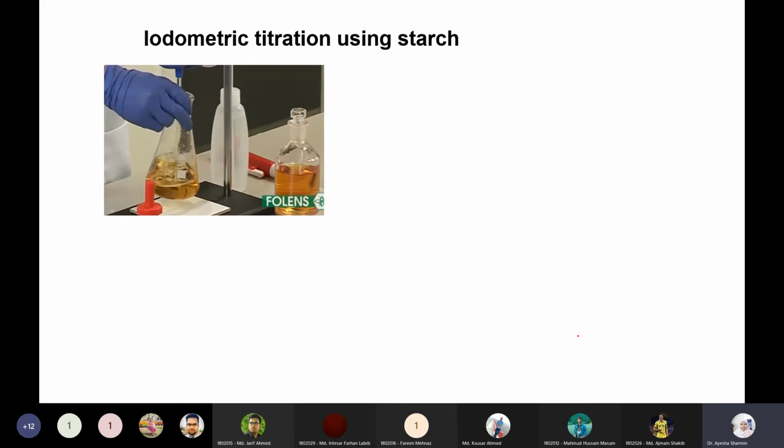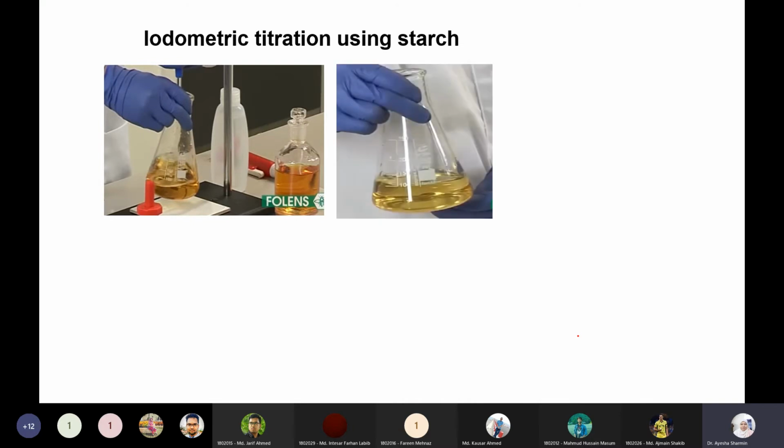So when you are titrating, as you are adding the thiosulfate, you are shaking it, and it will become lighter in color. See the change in the color? It's brown, and here it's lighter yellow.